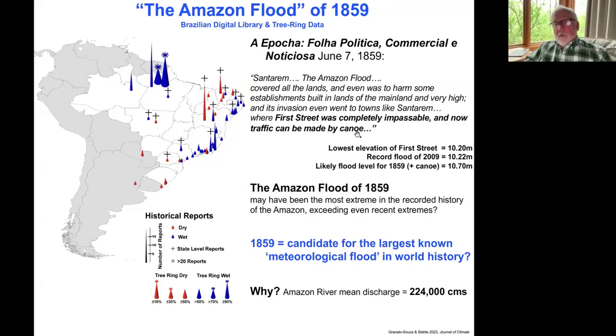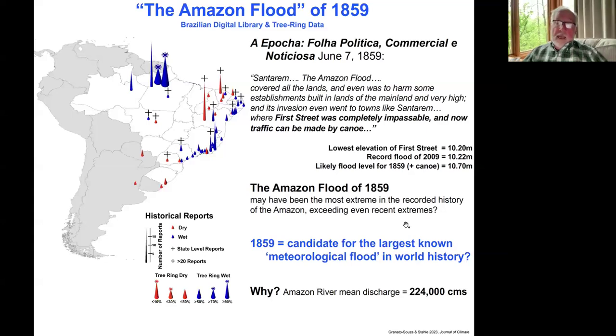And if you're going to float a canoe made out of wood back then in 1859, you probably need a half meter. So we're guesstimating that, oh, maybe it was 10.7 meters. This was the record flood on the Amazon River in the modern era. This one may have exceeded it. The Amazon flood of 1859 may have been the most extreme in the recorded history of the Amazon, exceeding even recent extremes. In fact, that makes 1859 on the Amazon a candidate for the largest known meteorological flood in world history, because this is the largest river in the world.